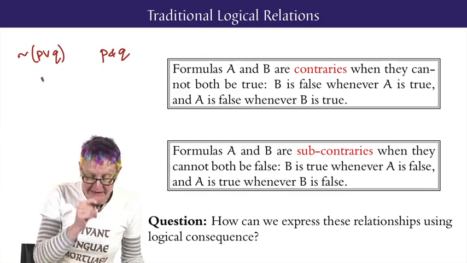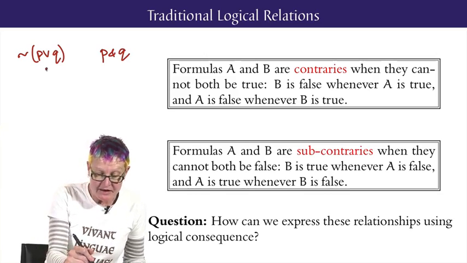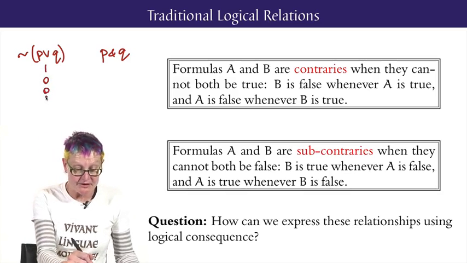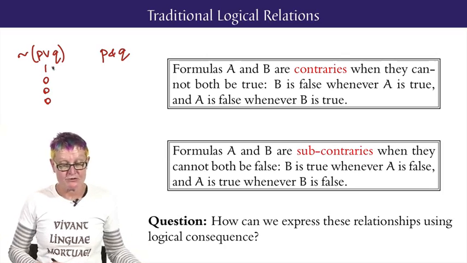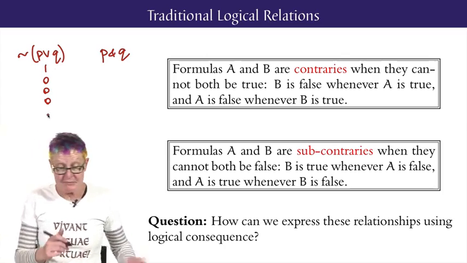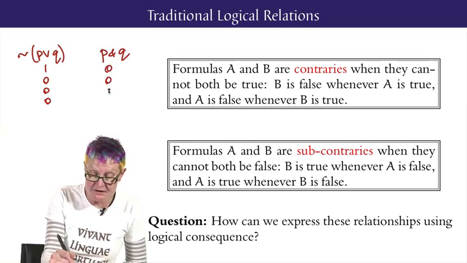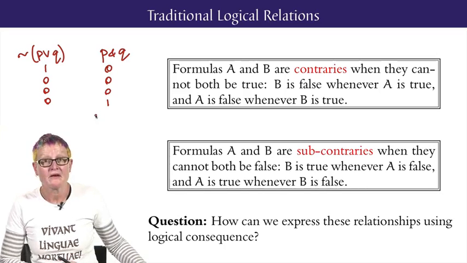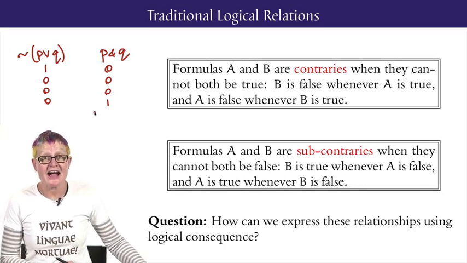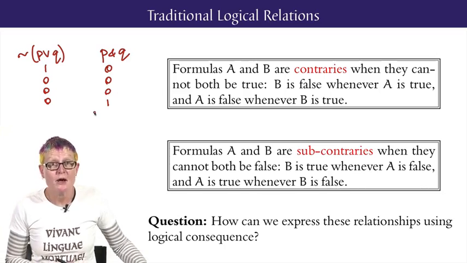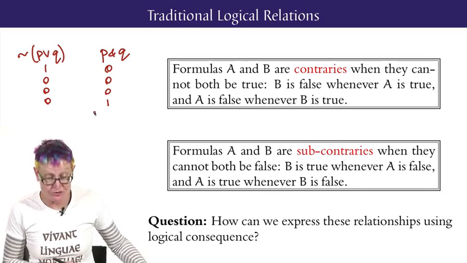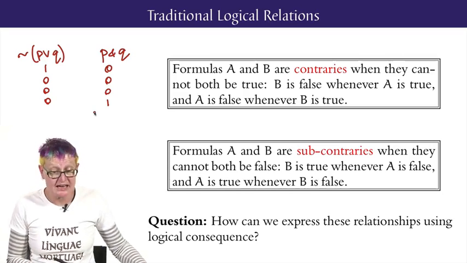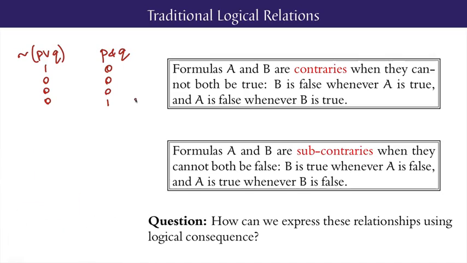The column under the main connective evaluates as 1, 0, 0, 0 in standard ordering for the first formula compared with 0, 0, 0, 1 for the second. So that tells us that they are contraries, but they are not subcontraries. Furthermore, neither formula logically implies the other.